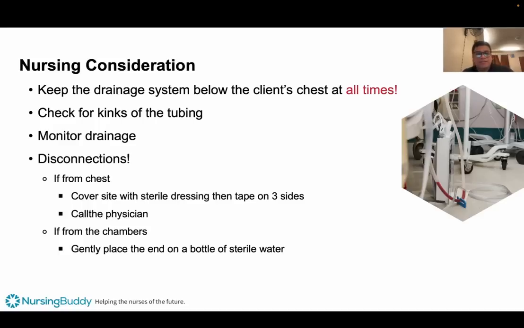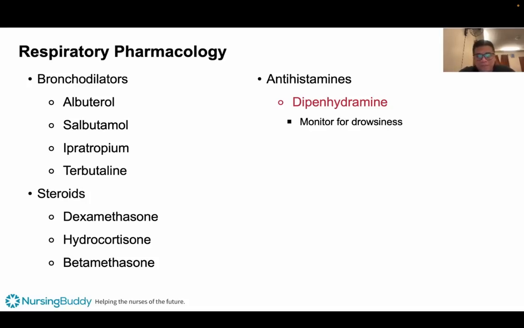Okay. So now, let's talk about your respiratory pharmacology. Three basic pharmacology that we need to know here, generally. Okay, we have your bronchodilators, your steroids, and your antihistamines. For your bronchodilators, commonly used are albuterol, salbutamol, ipratropium, terbutaline. We sometimes use theophylline, but that's usually for long-term cases because it's a slow-acting bronchodilator. Or aminophylline, those are the things.